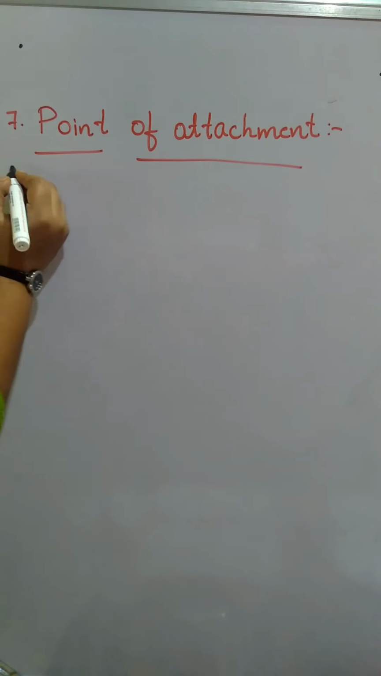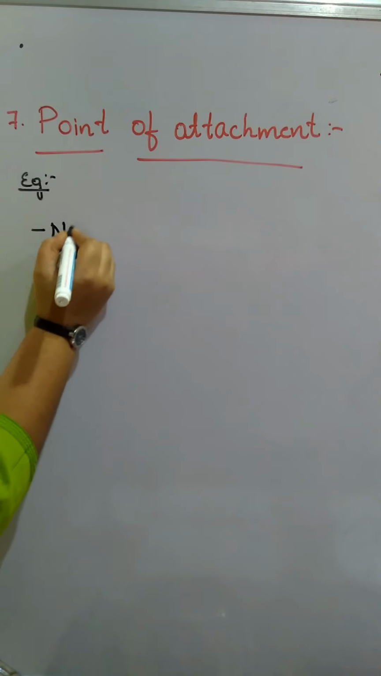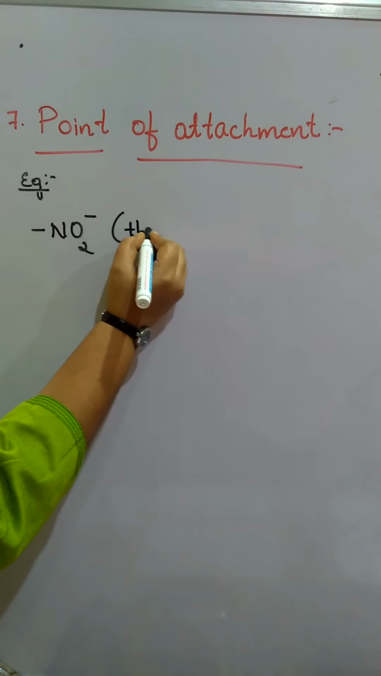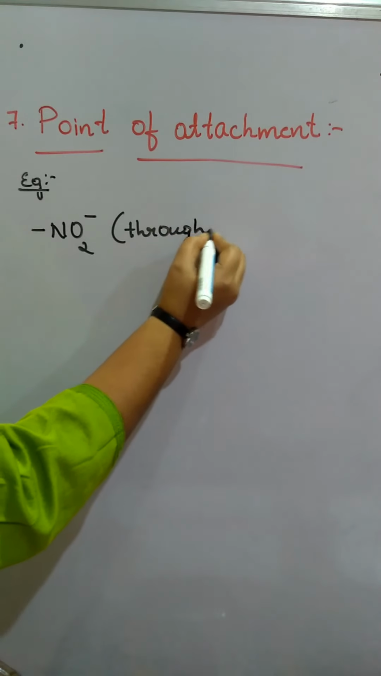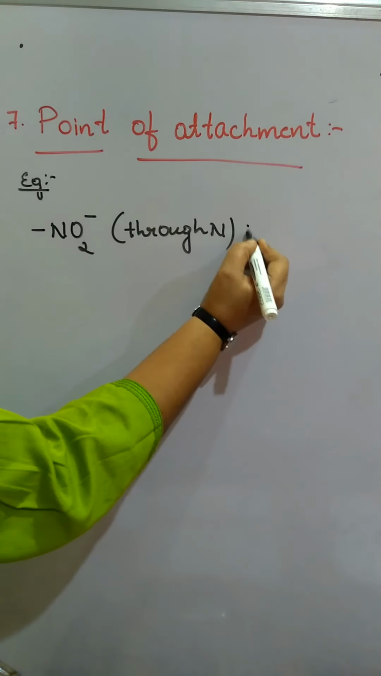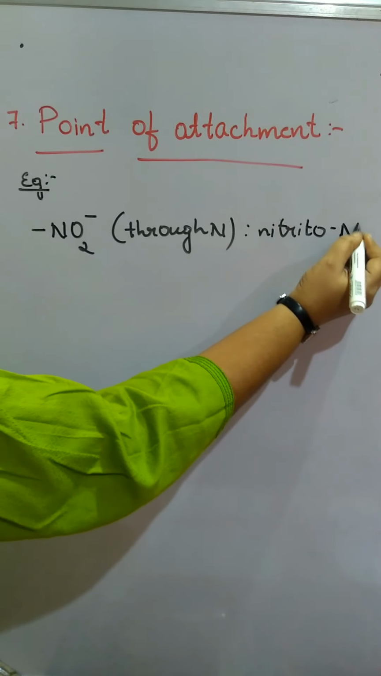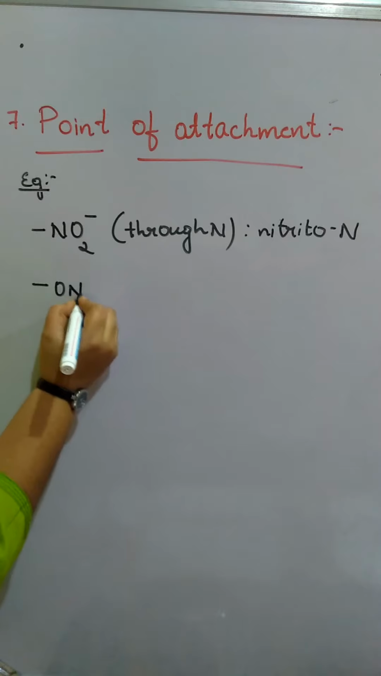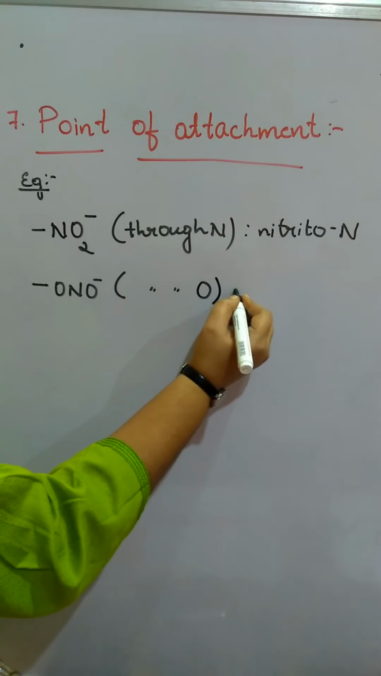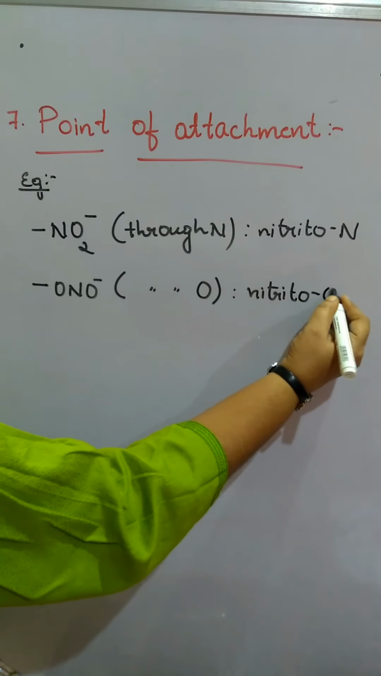So first example, it is NO2 minus. It is coordinating through nitrogen. So the name becomes nitrito-N. It is ONO minus. It is coordinating through oxygen. The name becomes nitrito-O.